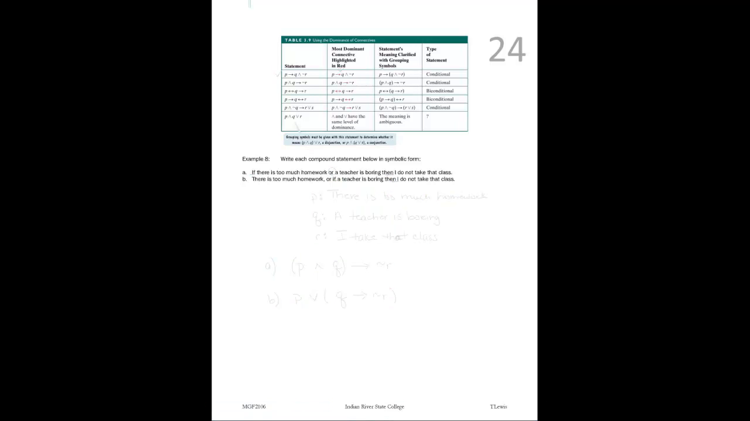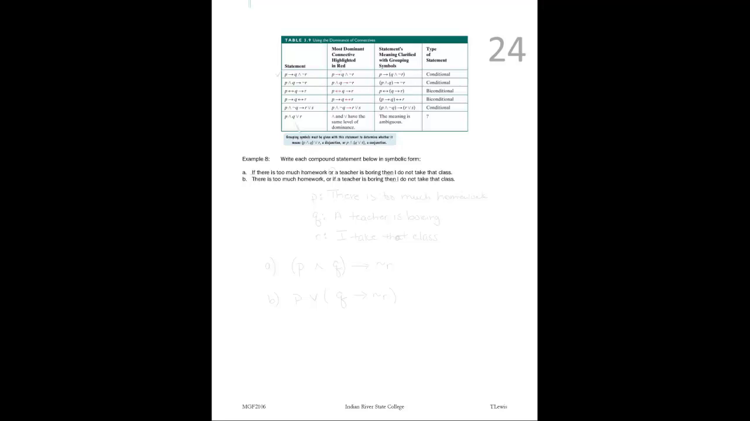Take a look at Table 3.9 here, where we're talking about the dominance of connectives. On page 23, we talked about which connective was the most dominant, which is the biconditional, and the one that's least dominant is the negation. So, given a few examples of how to identify which connective is the most dominant in that particular statement.